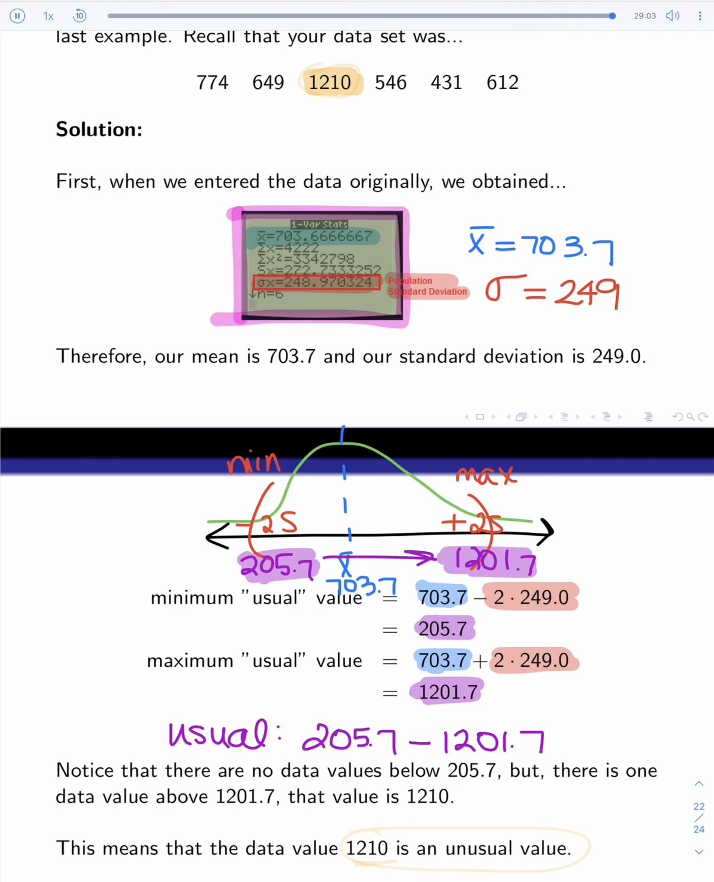What that means is that because it's not in between those 2 values, it's not usual. It's considered an unusual value. So if they asked me if there were any unusual values, I'd say yes, and it's 1210. That's it. We're going to continue to use this idea of usual versus unusual throughout the entire semester. It's always going to be that we'll be adding or subtracting 2 standard deviations to find the max and the min.